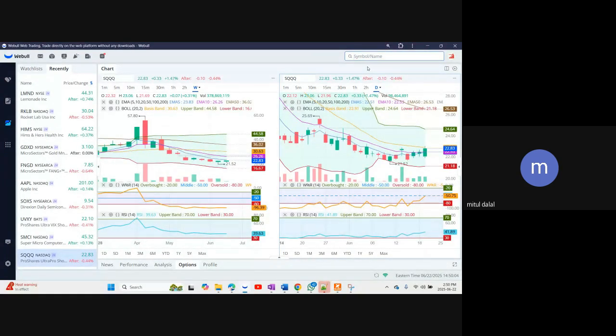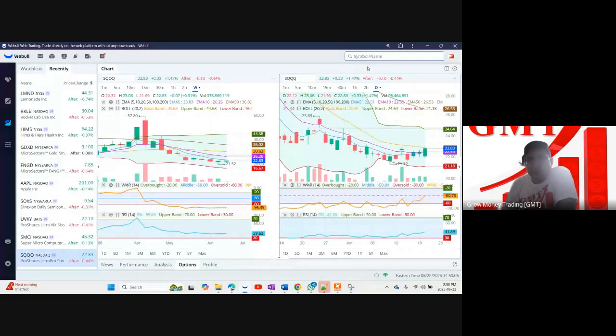Okay, nice. Thanks, Mithul, for your request. So similar to what we saw for SOXS, SQQ can also be expected to move up as the Nasdaq 100 index. When we analyze, we expect the index to drop, and since this is also an inverse ETF, SQQ is also expected to go up.